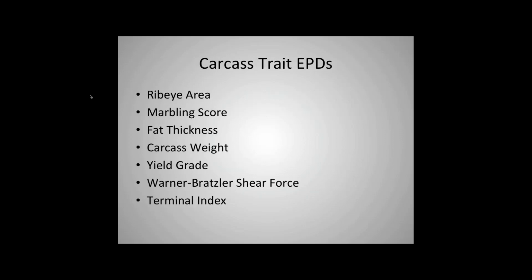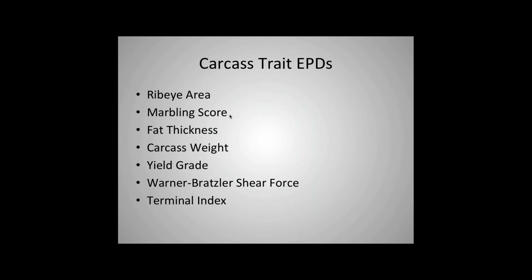Okay? So then we get EPDs on a suite of different carcass traits. We get ribeye area, marbling score, fat thickness, carcass weight. Some breeds have yield grade. With Simmental, we have Warner-Bratzler shear force. And we also have an index, which is based on carcass traits, called the terminal index. Different breeds have different EPDs, but this is what our suite is.